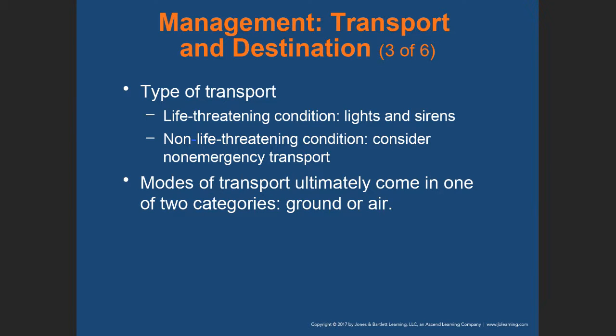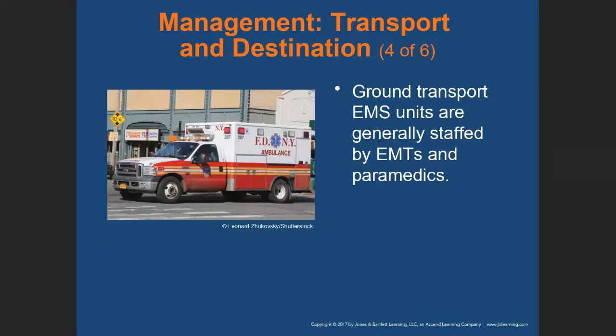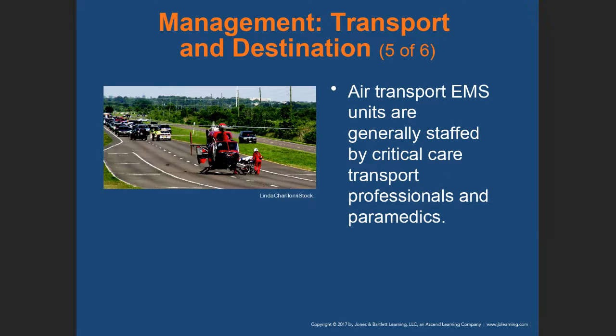So life-threatening conditions, generally, lights and sirens. You will be guided by state laws and your protocol and medical direction. Non-life-threatening condition, consider non-emergency transport. Modes of transport ultimately come in one of two categories. It can be ground transport or it can be air transport. Ground transport EMS units are generally staffed by EMTs and paramedics. Air transport EMS units are generally staffed by critical care transport professionals.